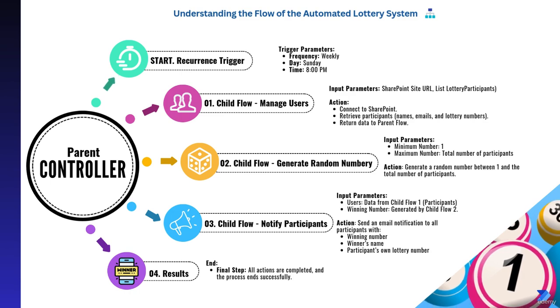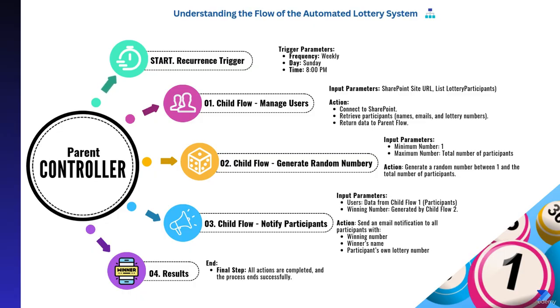Every Sunday at precisely 8 p.m., the system automatically activates. This recurrence ensures that the lottery process is carried out on a regular schedule, without any manual intervention. The trigger serves as the starting point of the entire operation, making the system fully automated.